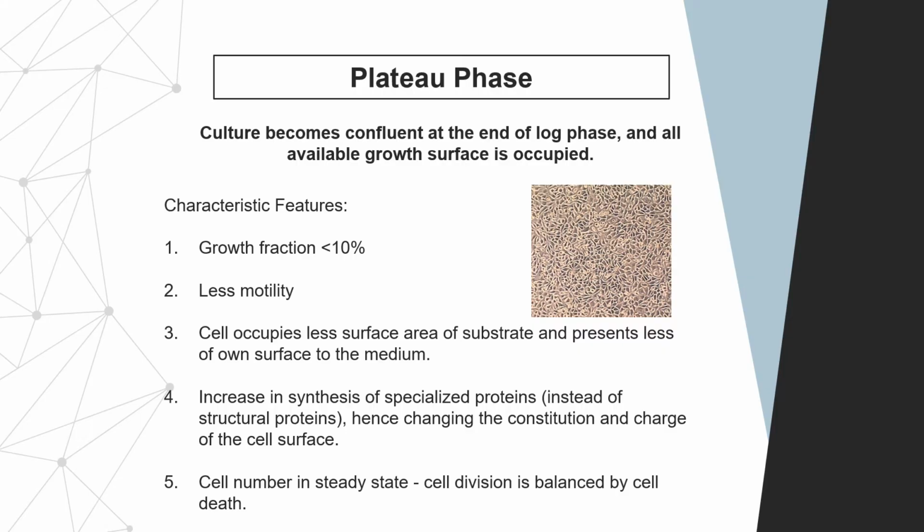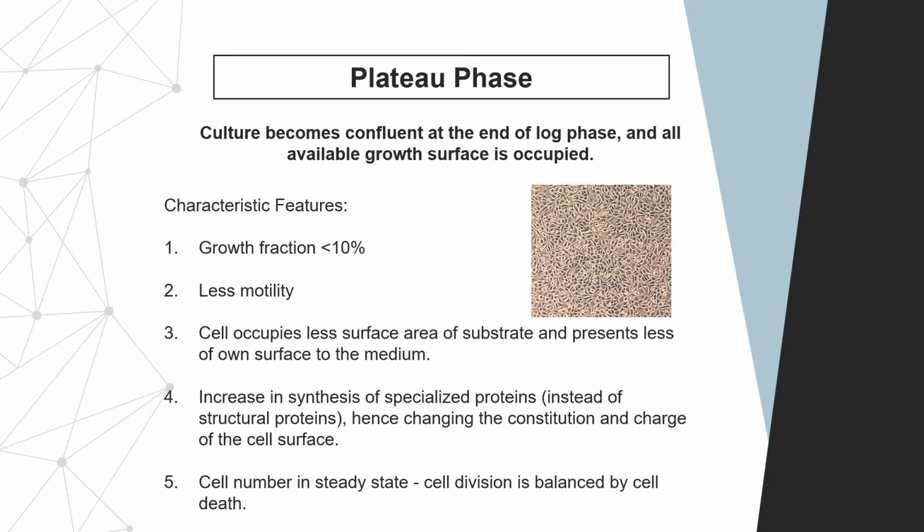The characteristic features of this phase are that the growth fraction is less than 10%, generally about 1 to 10%. There's less motility, cells can't really move. Cells occupy less surface area of the substrate and hence present less of their own surface to the media that is in the culture flask.